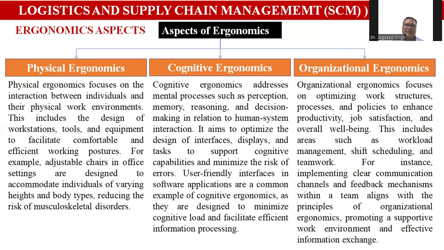Now, ergonomics aspects. So, physical ergonomics, cognitive ergonomics, and organizational ergonomics. So, what is physical ergonomics? Physical ergonomics focuses on the interaction between individuals and their physical work environments. This includes the design of workstation tools and equipment to facilitate comfortable and efficient working postures. For example, adjustable chairs in office settings are designed to accommodate individuals of varying heights and body types, reducing the risk of musculoskeletal disorders or muscle pains.